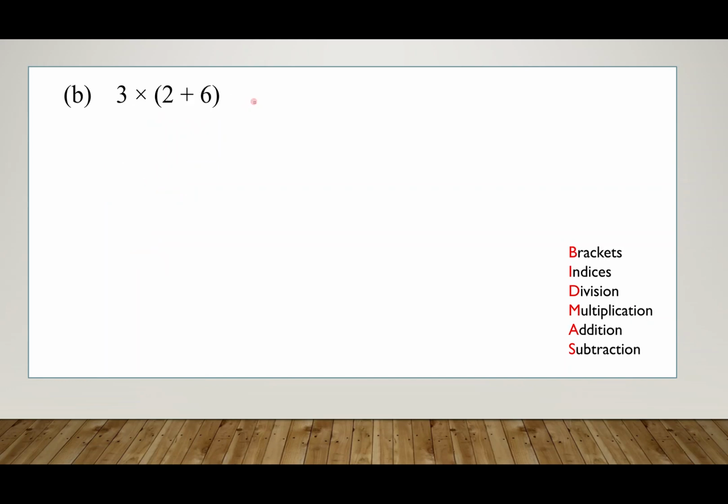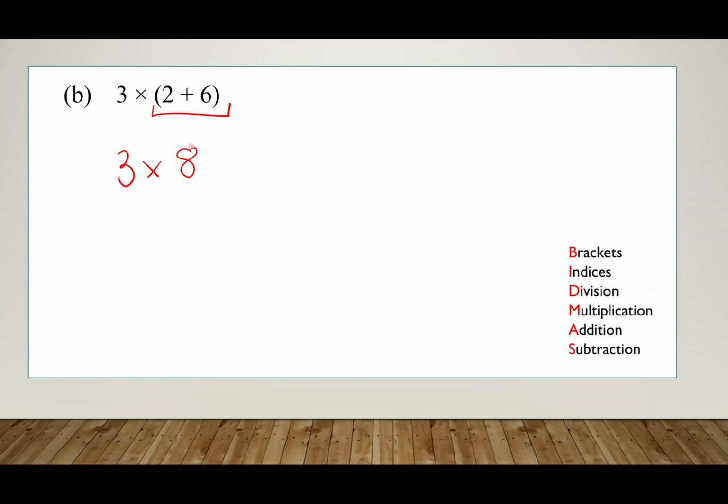In this next example, we can see we've got a set of brackets, we've got a multiplication and an addition. So according to BIDMAS, we need to start with the brackets. What this means is that we find the answer to everything inside of the brackets first. So in this case, the bit inside of the brackets says 2 plus 6. So we need to calculate that 2 plus 6. The 3 and the times sign are not going to change. We're just going to work out the 2 plus 6.